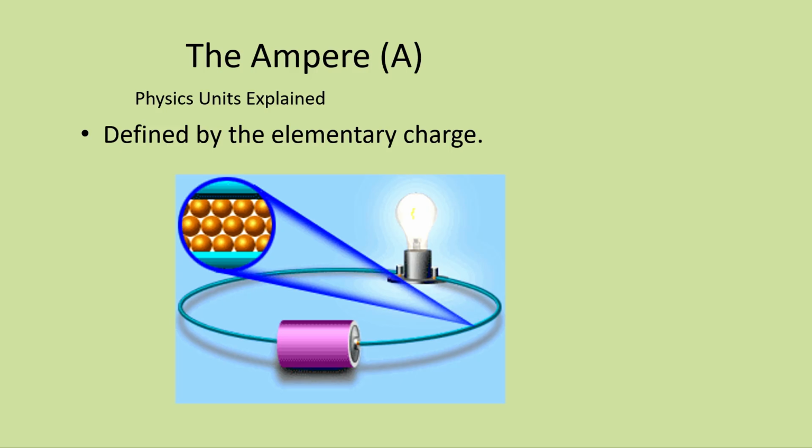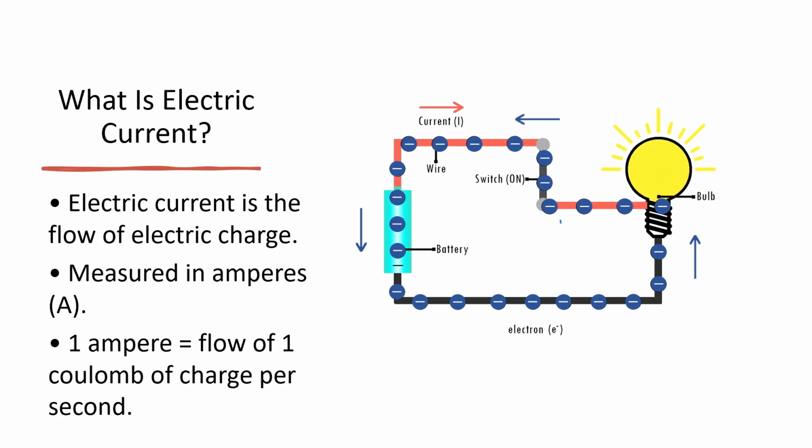In this episode, we'll explore the ampere, the fundamental unit of electric current in the International System of Units, or SI. It tells us how much electric charge flows through a circuit in 1 second. At its core, an electric current is simply the flow of charged particles, usually electrons, through a conductor such as a wire. 1 ampere means that 1 coulomb of charge, about 6.24 times 10 to the 18th electrons, passes through a given point in a circuit each second.